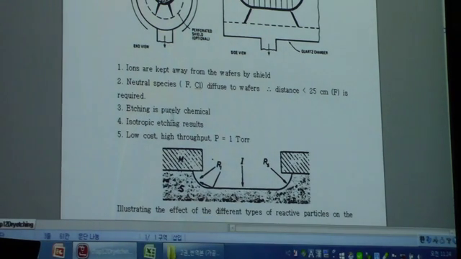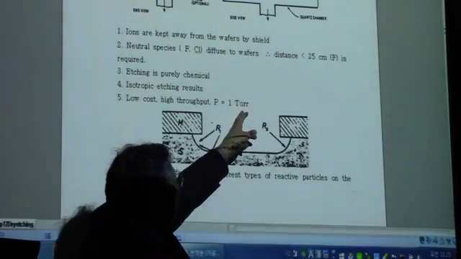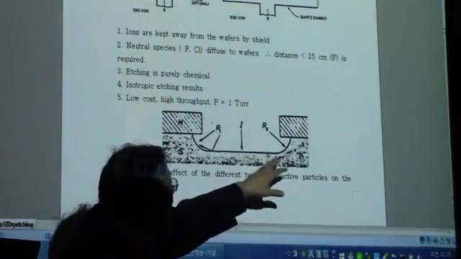And the etching is purely chemical, so we are going to have isotropic etching, just like the wet etching in this case. There is no physical acceleration of the etchant atoms at all, okay? And this is important, the low cost, it's just a barrel. It doesn't have anything but the barrel, okay? Low cost, high throughput, and the pressure is important here. The pressure is just 1 torr.